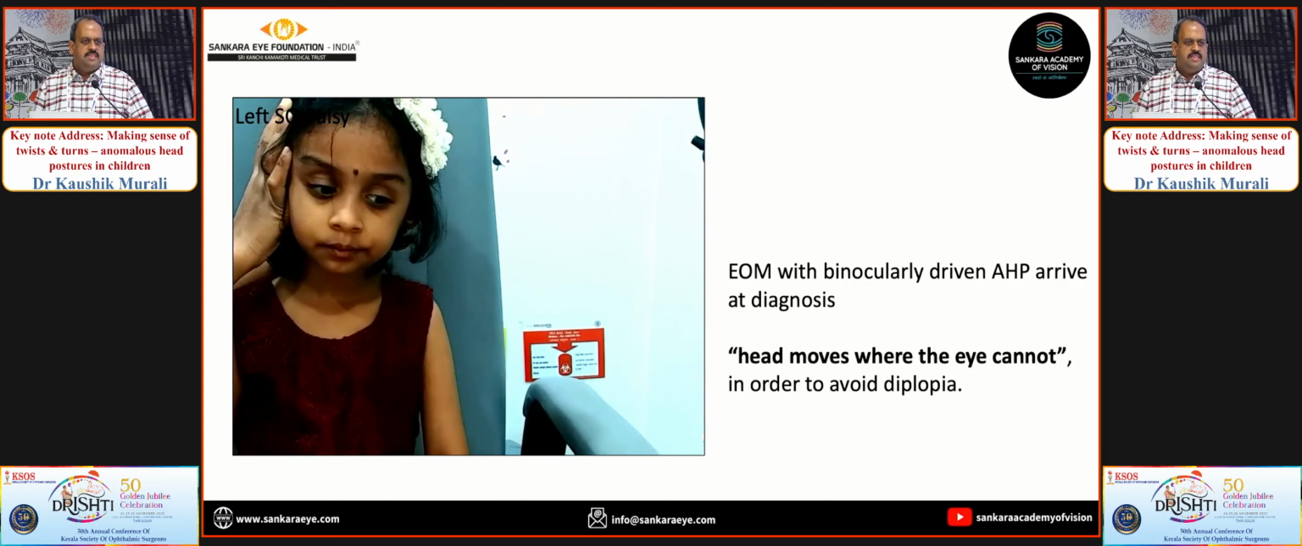So in any of these strabismus conditions, what you need to remember is the head will move to where the eye cannot move. So that is the simplest way for you to figure out which possible muscle is affected, or what range of movement is affected, by just looking at how the posture is maintained. That can help you, because what the child is attempting to do is to avoid diplopia.